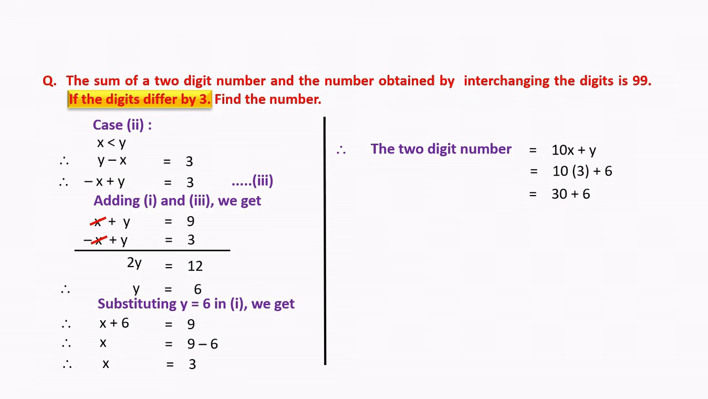Now, the original number is 10x plus y. Substituting the values, we get 10 into 3 plus 6, which is 30 plus 6, equal to 36. Therefore, the number in this case is 36. And from case 1, we got 63. So, the two-digit number is either 63 or 36.